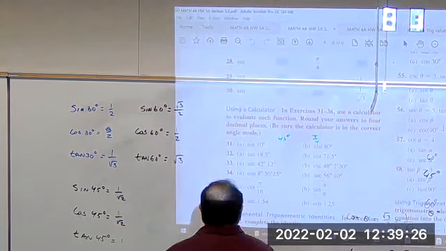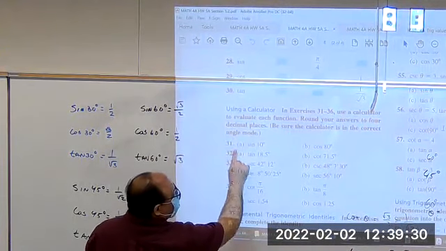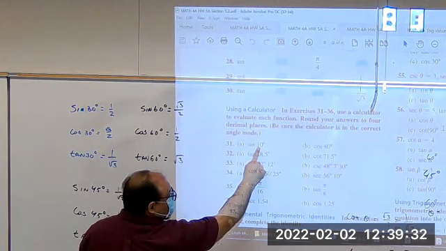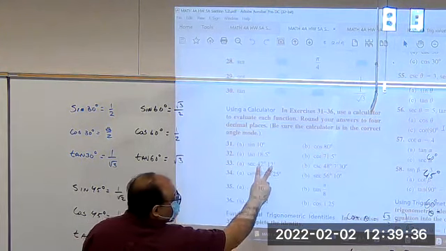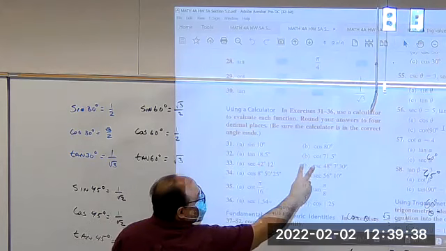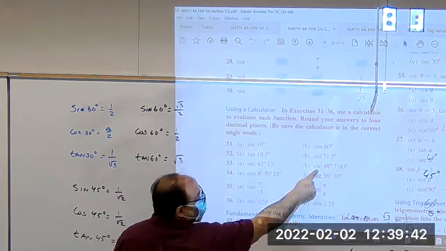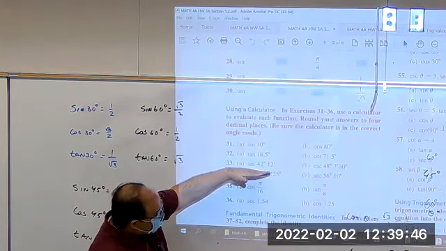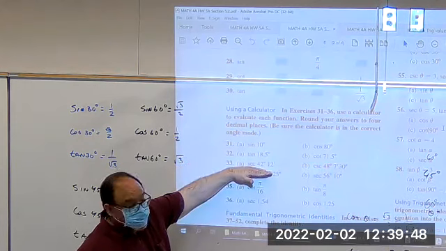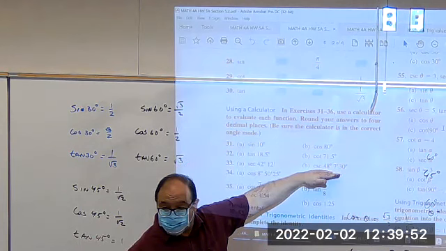And for these, be sure the calculator is in the correct angle mode. 31 is degrees, 33 is degrees in minutes, degrees, minutes, and seconds. And again, you don't have a secant or a cosecant button. So you're going to punch in 1 divided by cosine of that, and 1 divided by the sine of this.